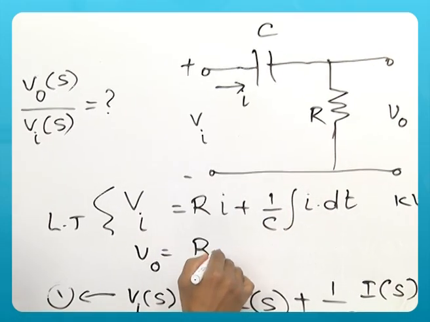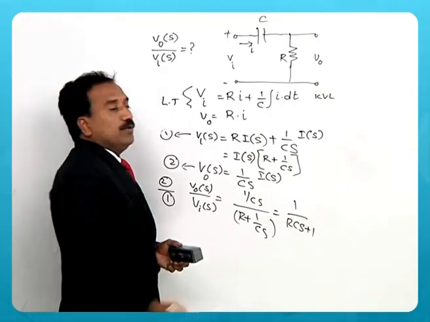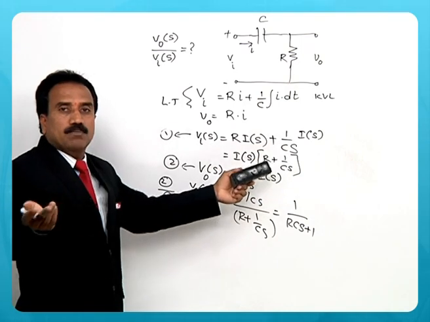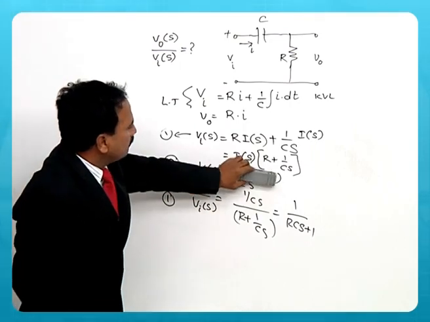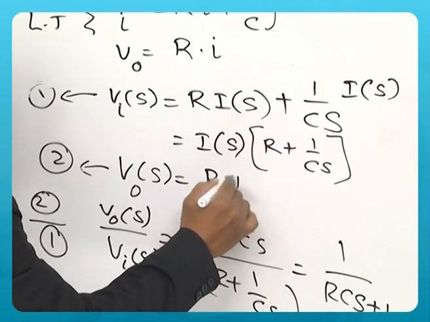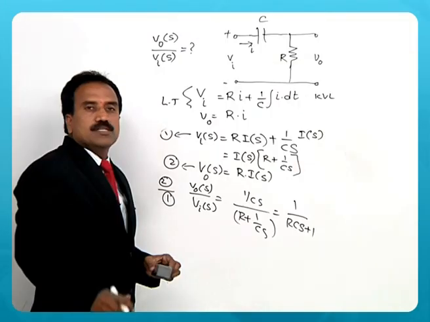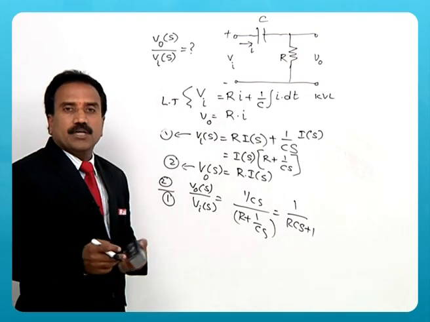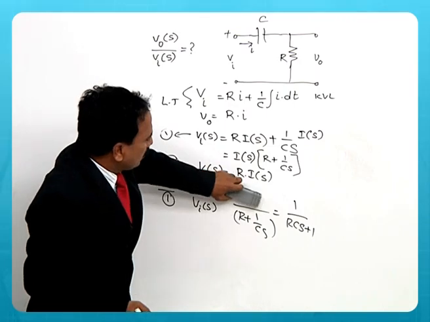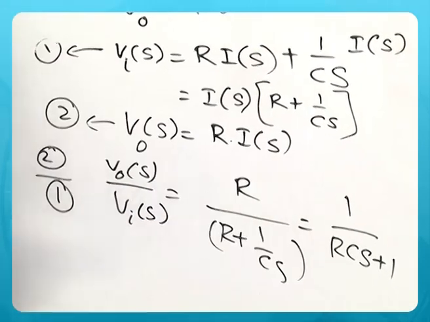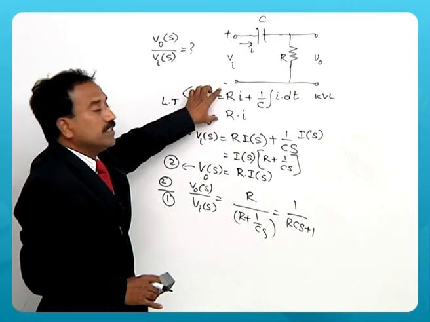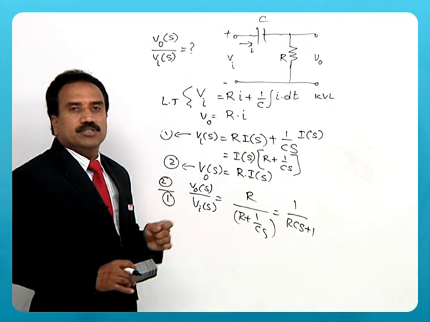Simply R into I, that is the current flowing. Now the first equation has no change when you apply the Laplace transform. Now in the second equation, V0 of S will become R into I of S. That is the only change when you have swapping. Now again V0 by Vi of S will not be 1 by Cs, it is only R in the numerator. That is the reason why this is important to find the transfer function.